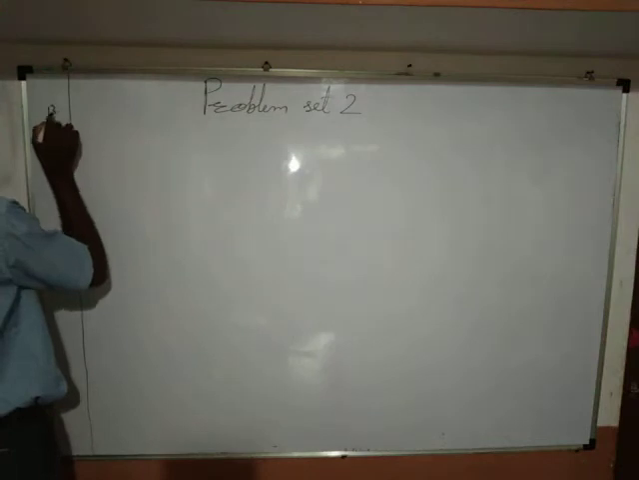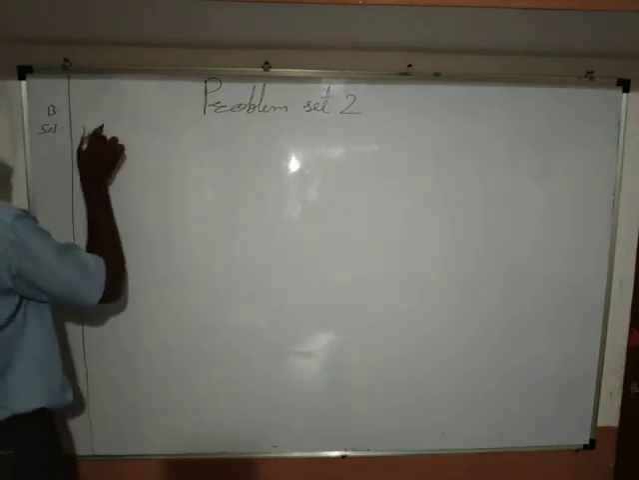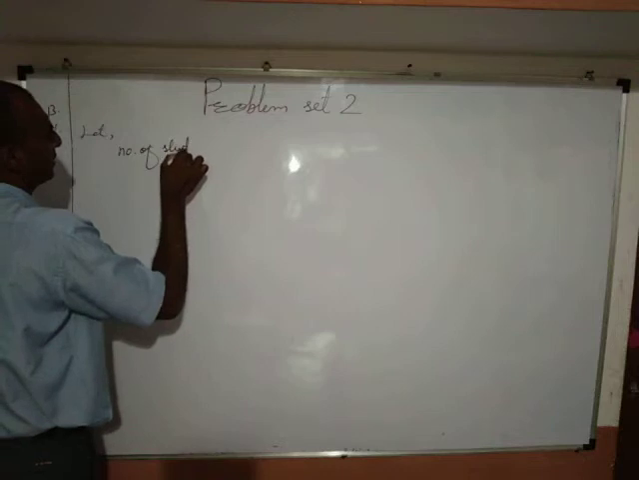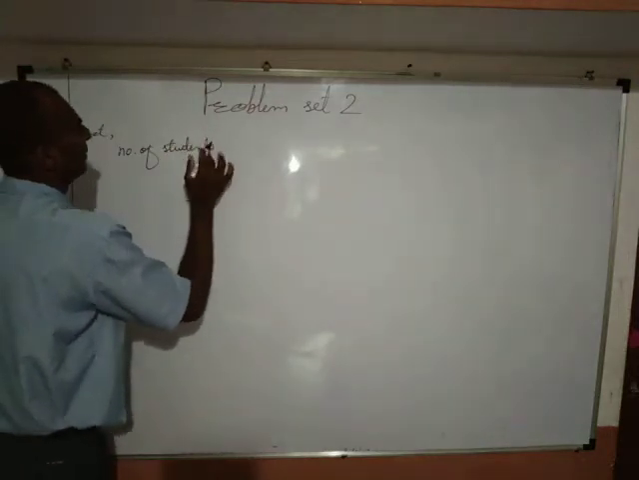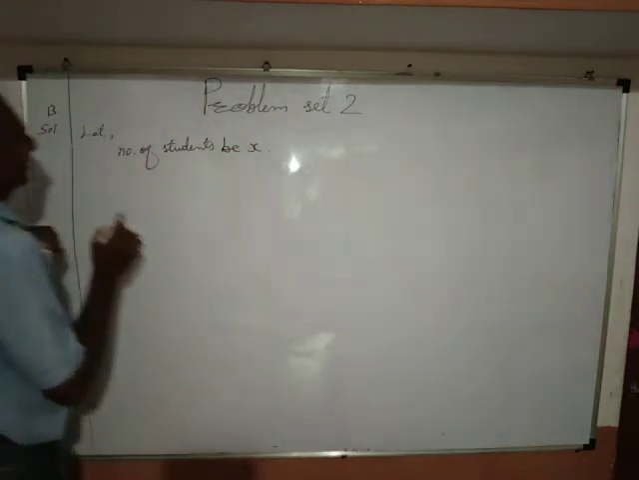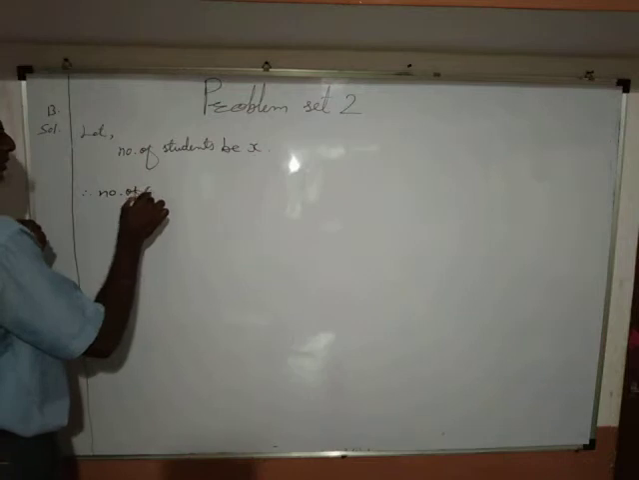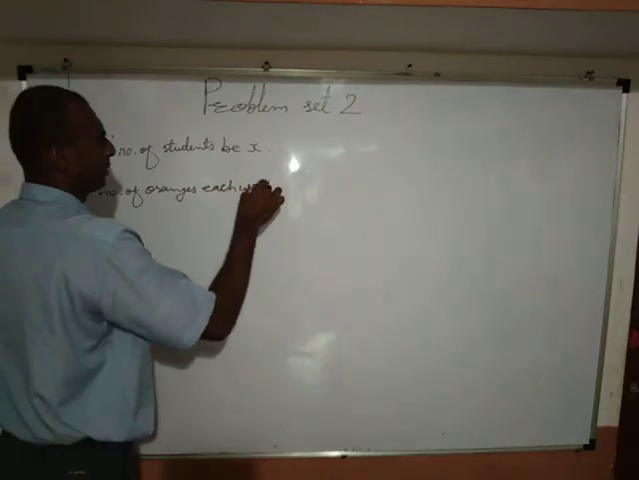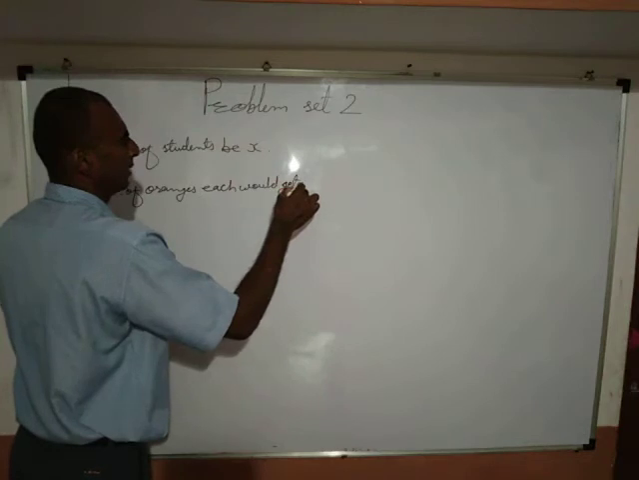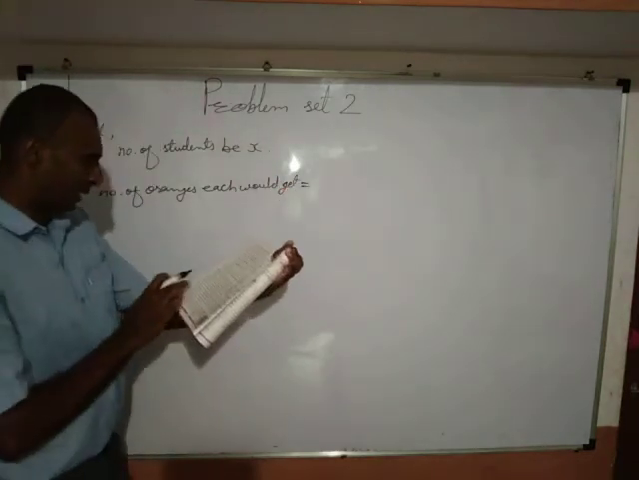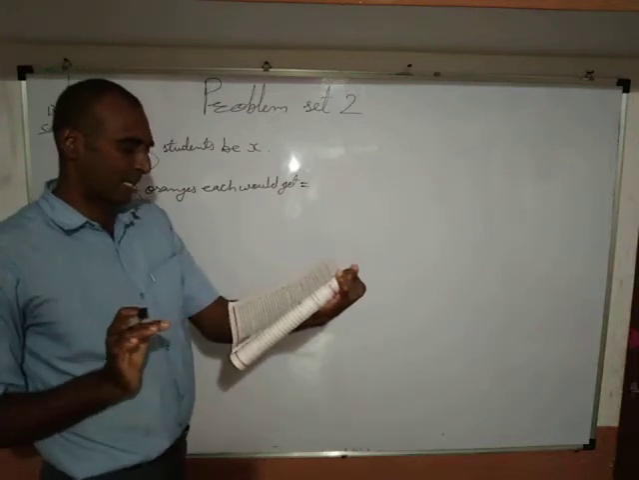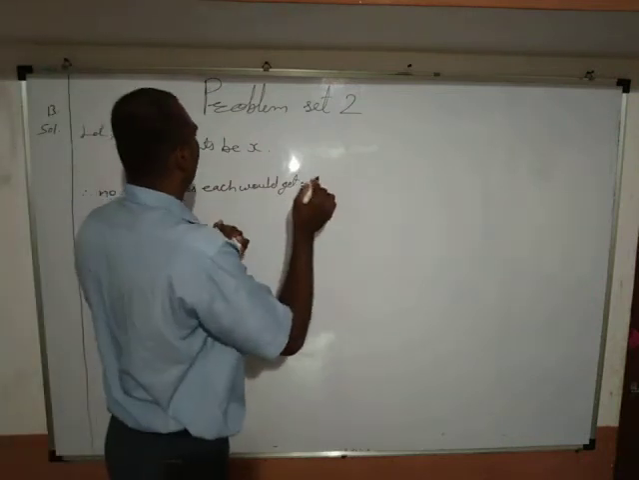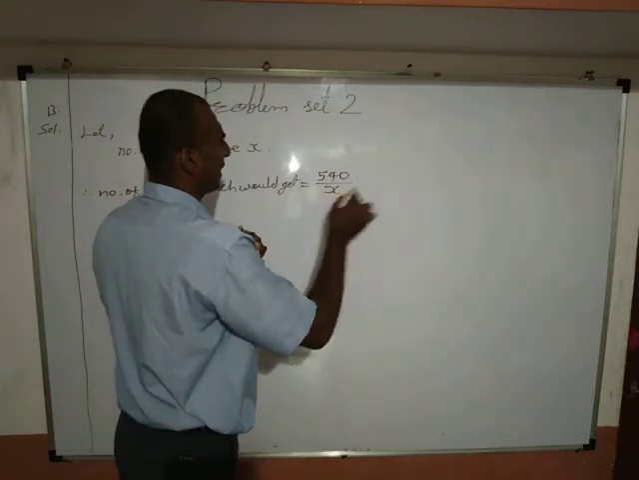Question 13, solution. Let number of students be x, and therefore number of oranges each would get equals, Ranjana wants to distribute 540 oranges among some students, and those some students are x, therefore number of oranges each would get equals 540 upon x.